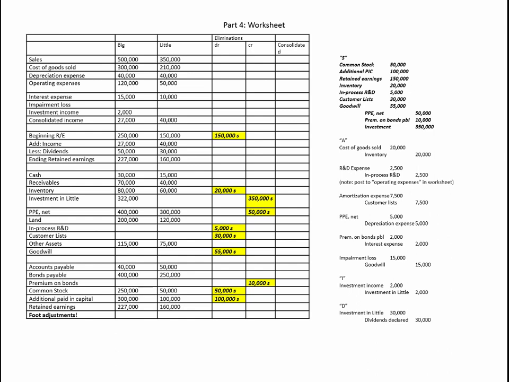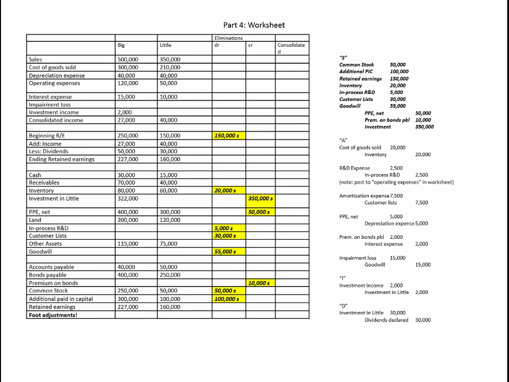Once you have the elimination entries, the balance of this is simply a mechanical process, posting the debits to the debit column and the credits to the credit column. It's simply a mechanical process. There are a few areas where it's possible to get confused.